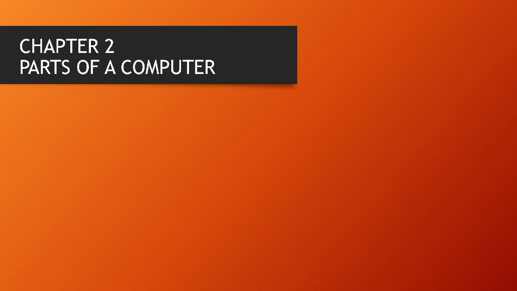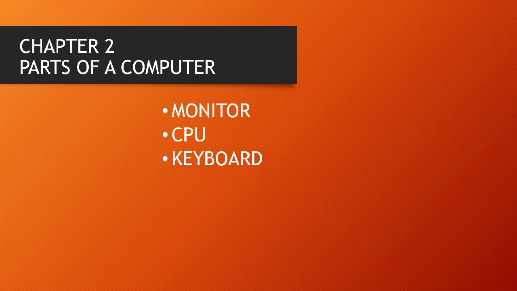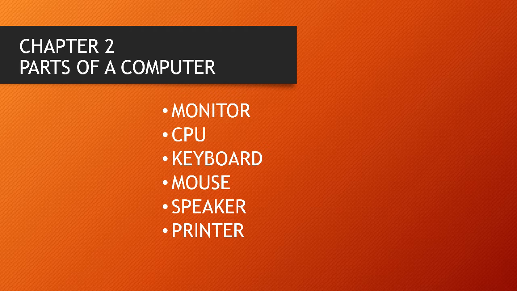In today's class, we are going to continue chapter 2, that is parts of a computer, right? Do you remember we have learned the parts of a computer in the last class? Can you tell me what are the parts of a computer? Yes, very good. Monitor, CPU, keyboard, mouse, speaker and printer. These are the main parts of a computer. Say once again: monitor, CPU, keyboard, mouse, speaker and printer. So in today's class we are going to learn about monitor and CPU in detail.